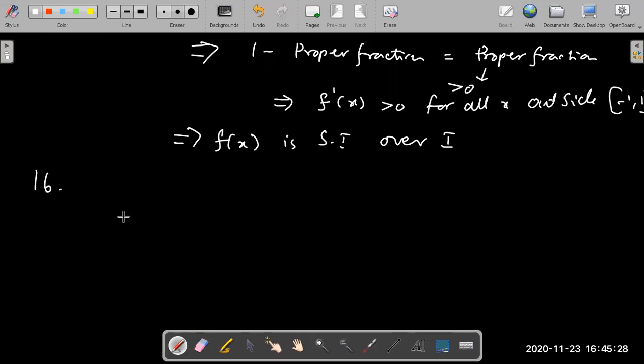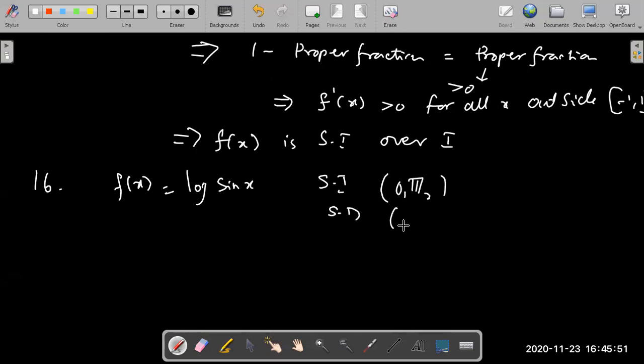So 16th question. The function is f of x equal to log sin x. And he wants us to prove that this is strictly increasing in this interval 0 to pi by 2 and strictly decreasing in the interval pi by 2 to pi. This is what we need to prove.